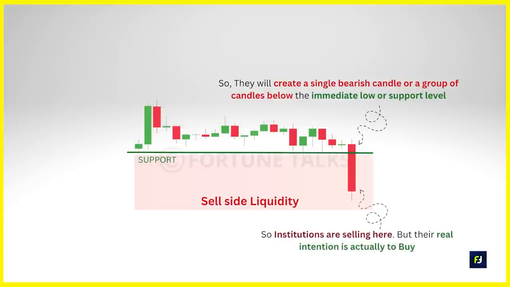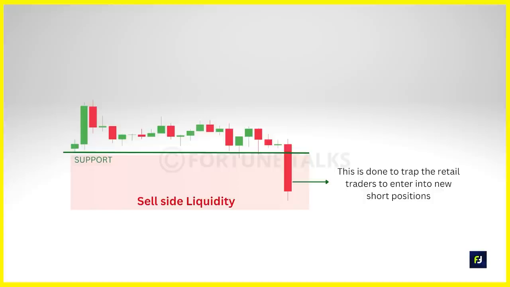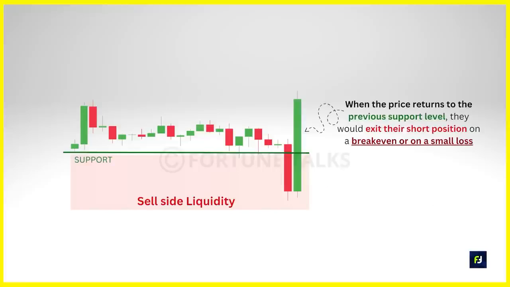This means the institutions are actually selling here, but their real intention is to buy. But they sell initially to trap the retail traders in their trades so that they can start using the retail orders to buy at lower prices. And when the price returns back to the previous support level, they would exit their short positions on a break even or on a small loss.